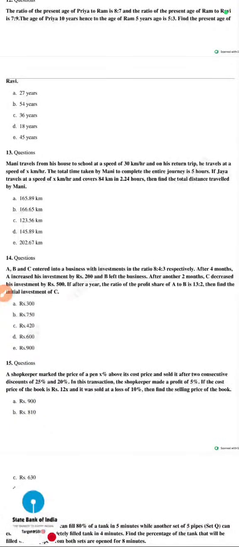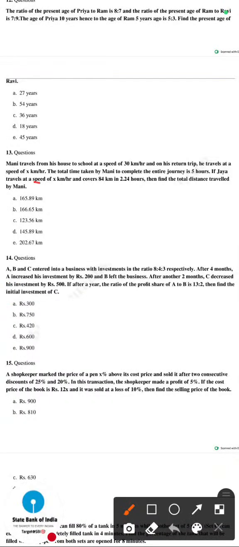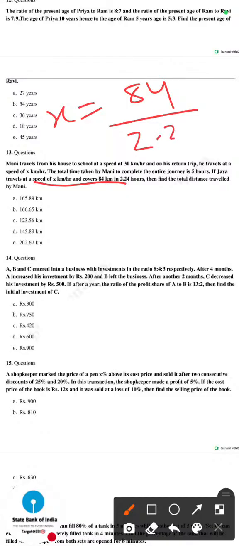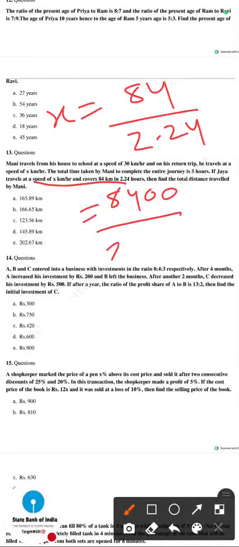So here, in the last statement, it is saying that x, which is speed, equals distance, which is given as 84, divided by 2.24, which is in hours. So this is nothing but the speed. From this we can find the value of x. So the x value will be 84 divided by 2.24. Let's make this 8400 divided by 224.